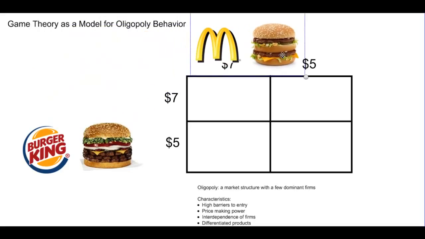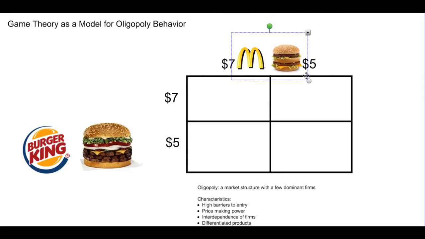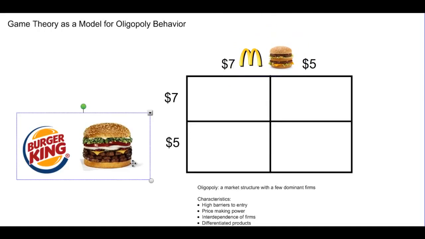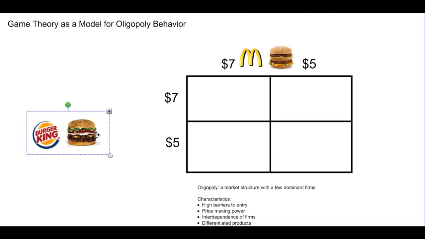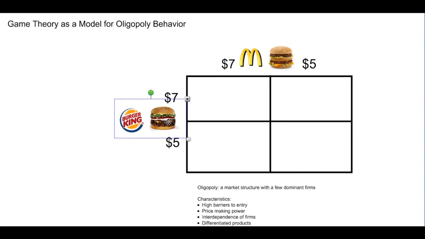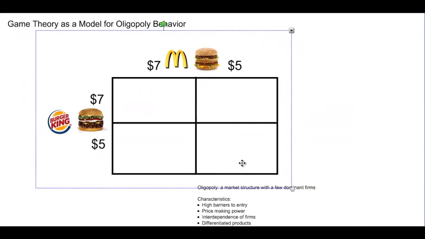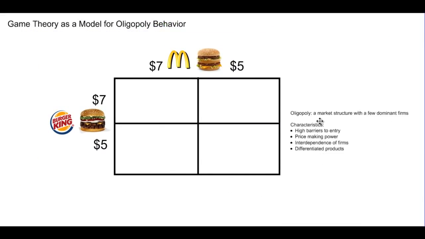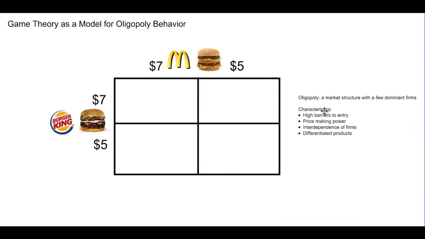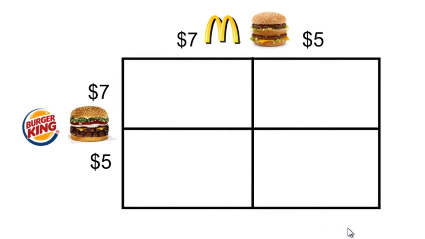In our payoff matrix, we can see that McDonald's can either price its Big Mac meal at $7 or $5. Likewise, Burger King, the competitor of McDonald's, can price its Whopper meal at $7 or $5. What the table will show us is the levels of economic profit that the two firms will enjoy based on their decision of whether to price their meals at $7 or $5. So looking at the table here, we're going to add some values to each of the boxes in this table.